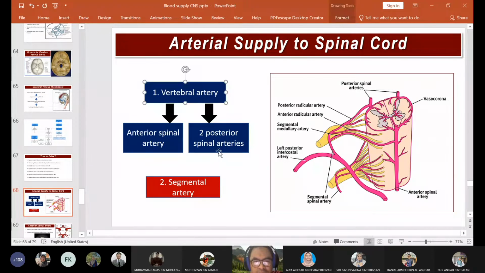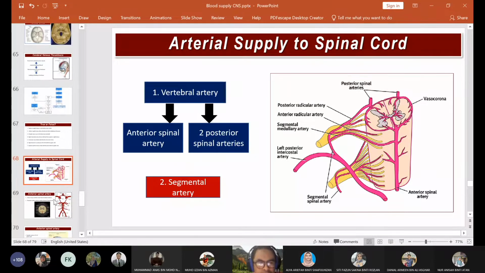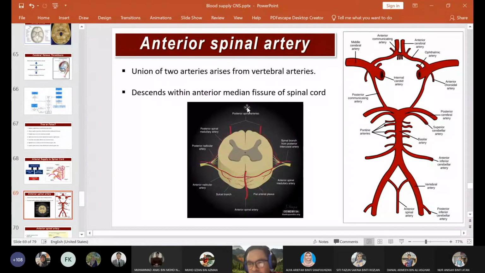So, vertebral artery and segmental artery. Dua je kita supply to spinal cord. So, ni dah tahu dah tadi. Anterior spinal artery kan? Ada satu. Two posterior, both are formed from vertebral artery. You already know ni. Two posterior and one anterior. And segmental artery kita akan belajar. Anterior spinal artery, dah tadi.